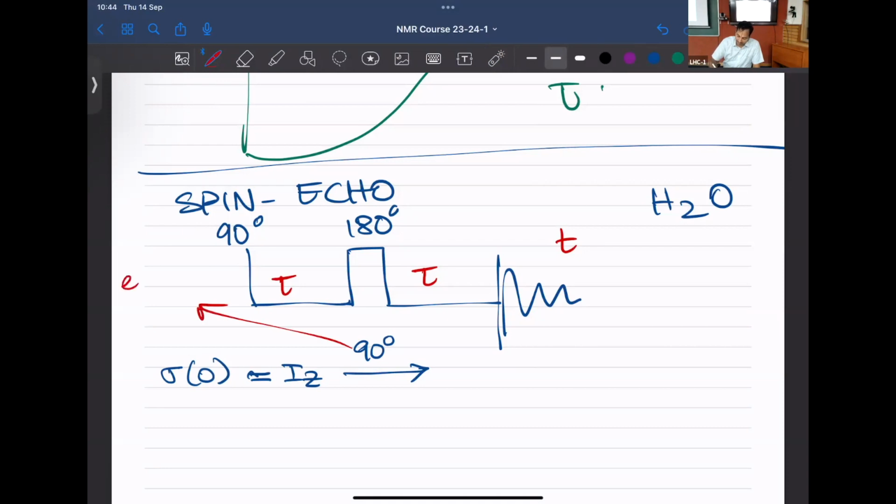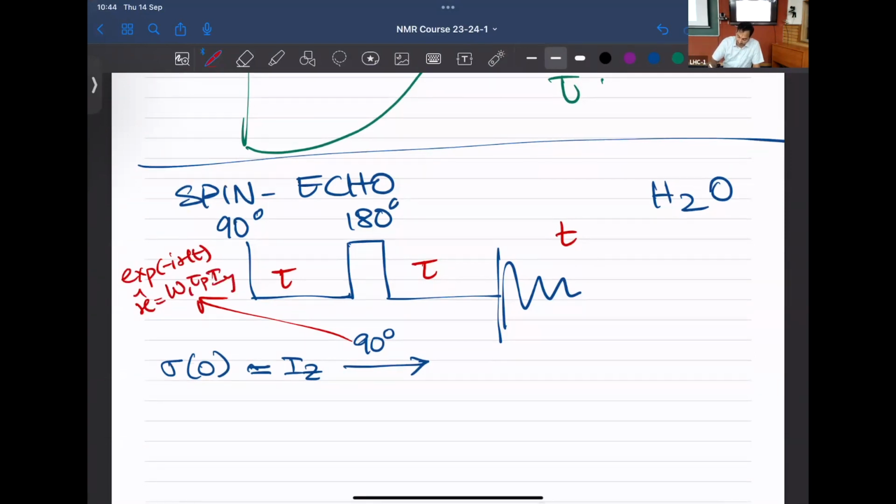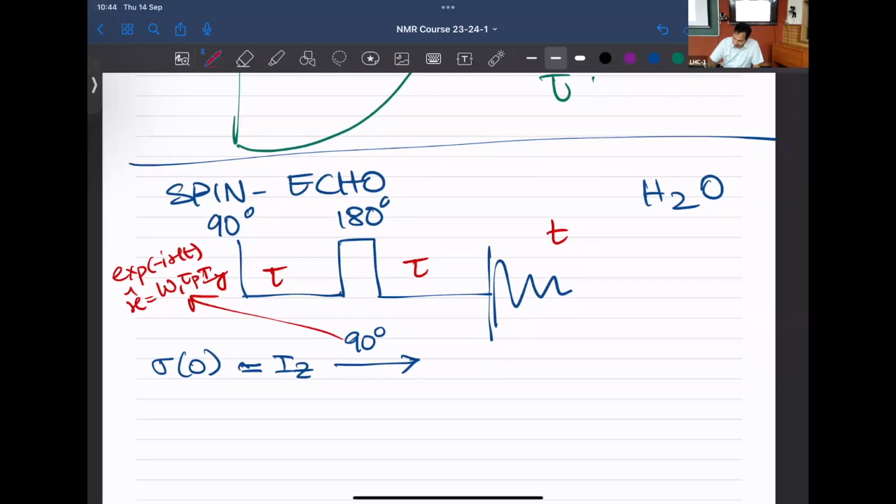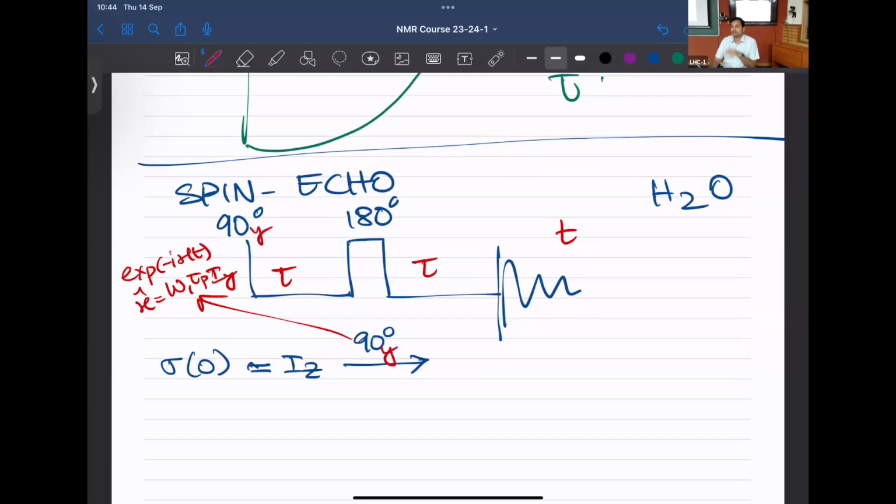The arrow indicates an evolution with respect to minus iHt, where in this case, the H is going to be omega-1 tau p times the phase. Let's say we are applying along the Y phase. Slowly, what we are doing is condensing whatever we wrote for pages together into a small arrow. Are we okay with this convention? This indicates what is the density matrix you're starting with. This indicates what is the propagator that you're working on. The arrow just indicates where it ends up.